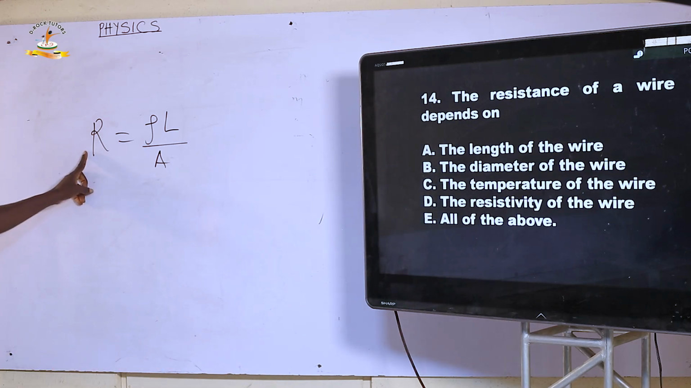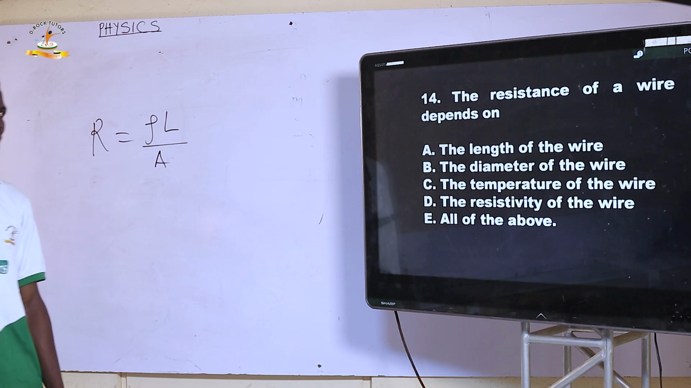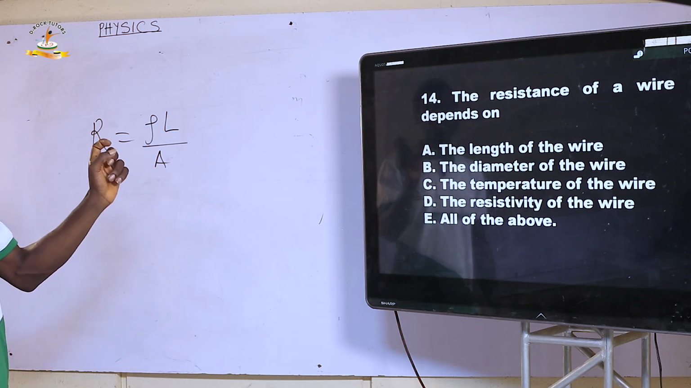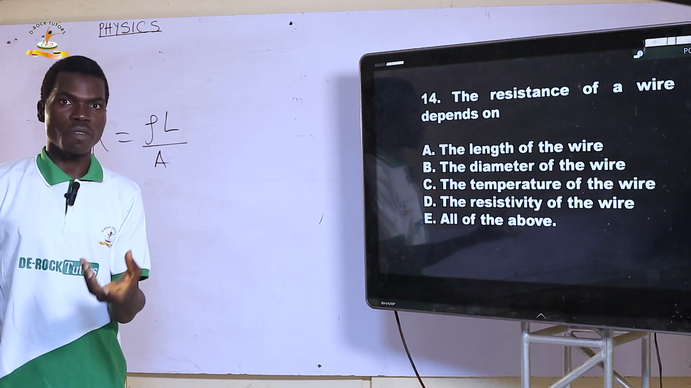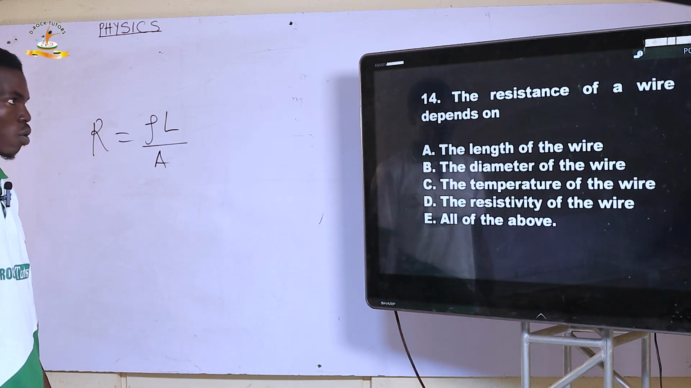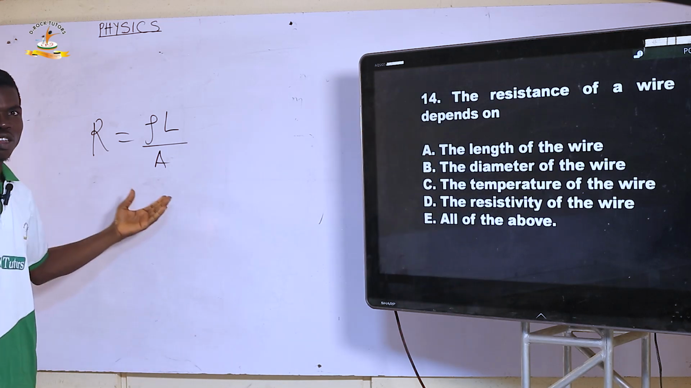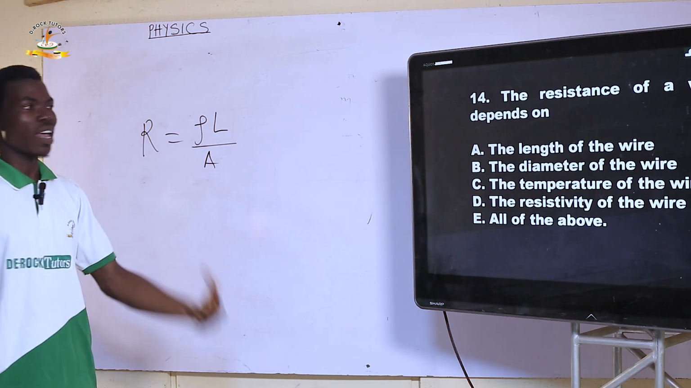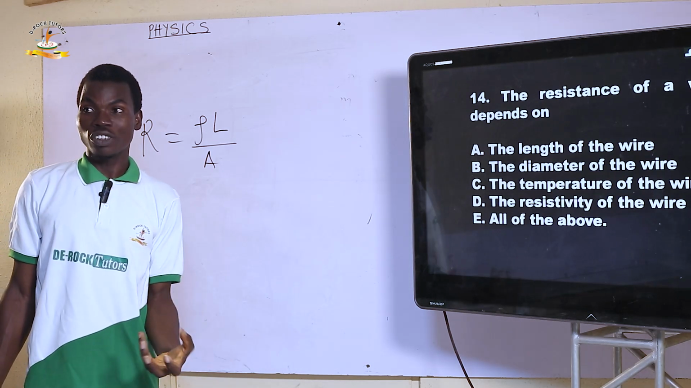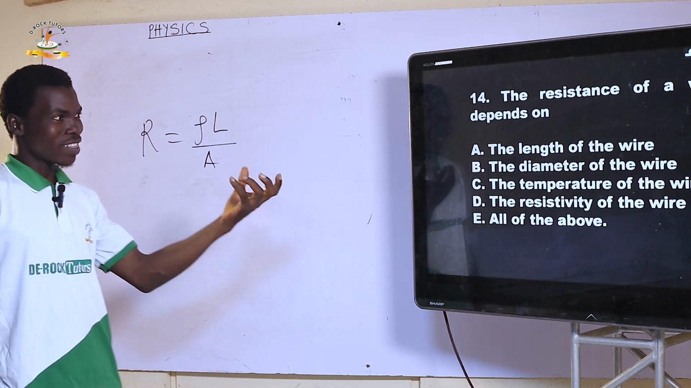The resistance of any conductor R is a function of resistivity rho, length L, and area A. So the resistance is a function of the length of the wire. So option A is correct. B, the diameter of the wire. However, you might be tempted into picking that as the correct option, which it is not going to be. However, let's take a look at it.